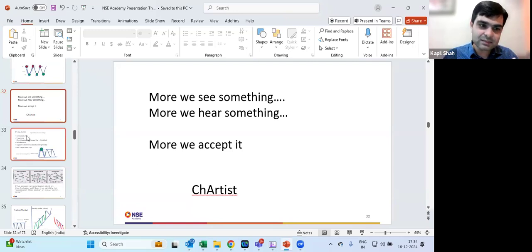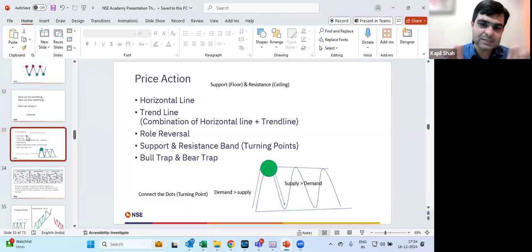So what is price action? Reading the price momentum as it is. We keep reading the price momentum, how it is, and try to see where the turning points are, and we try to connect the things. There are different things: the horizontal line, the trend line, the combination of horizontal line and trend line, role reversal, support band, resistance band, bear trap, bull trap. These are all the different things. So let's check one by one, right?